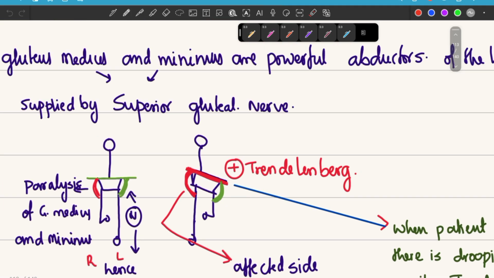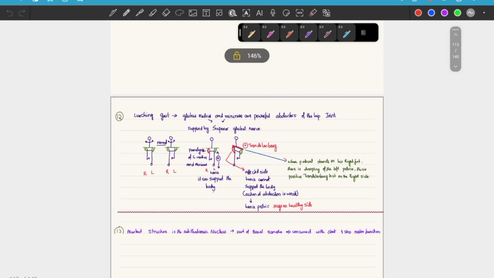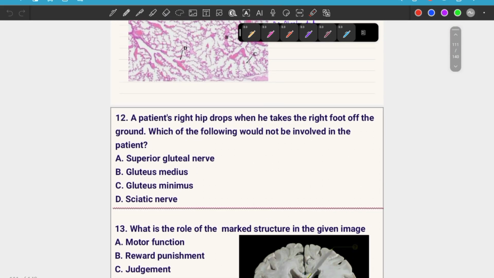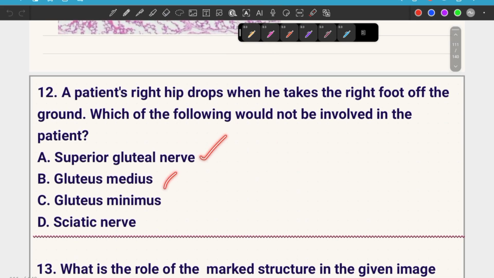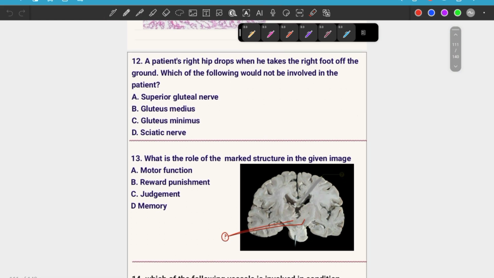So three options we got now, isn't it? Superior gluteal nerve, yes, it supplies gluteus medius and minimus also. Only which nerve is not involved? Sciatic nerve is not involved in lurching gait.